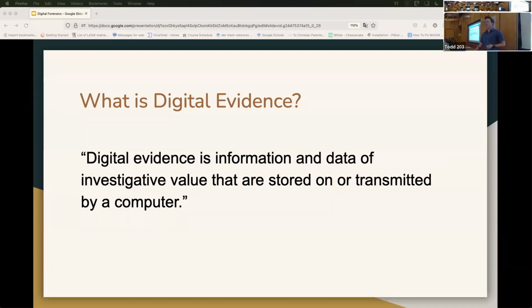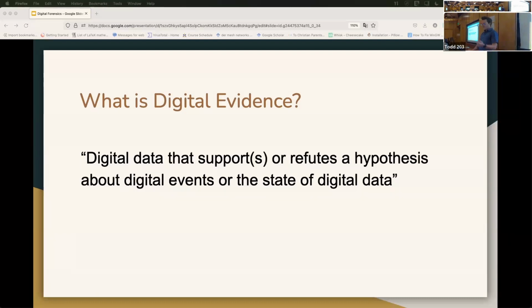But we have a couple more that are a little more simple. Digital evidence is information and data of investigative value that are stored or transmitted by a computer. Or digital data that supports or refutes a hypothesis about digital events or the state of digital data. So really what we're looking for in digital evidence is the who, the what, the where, the when, how did they get into the system? And we're forming hypotheses based off of these and presenting that data to whoever our stakeholders are.